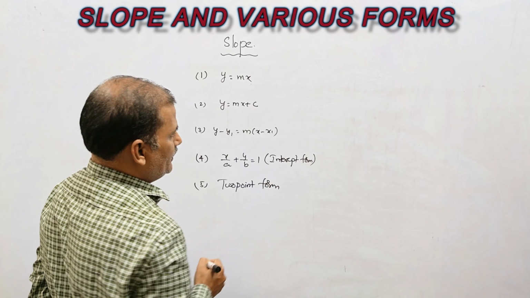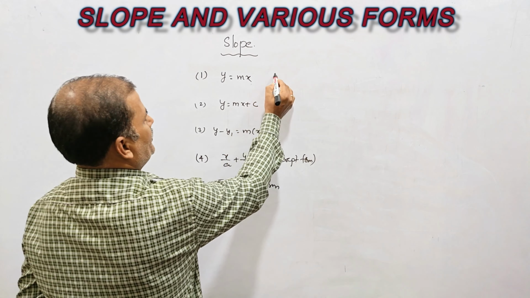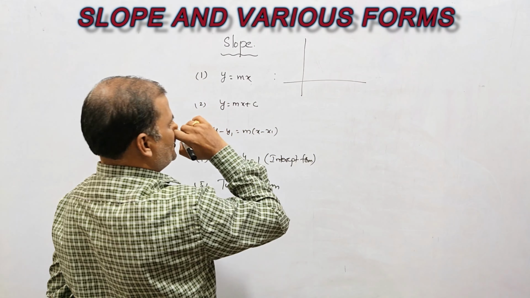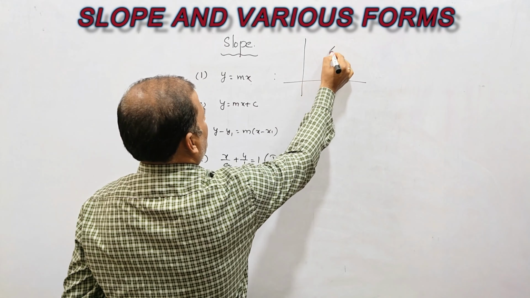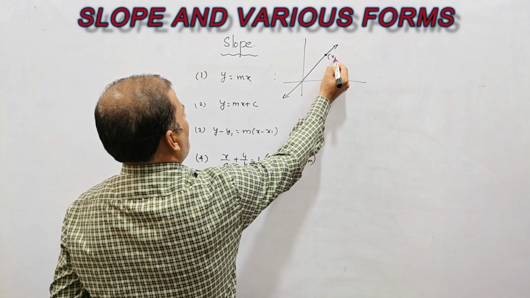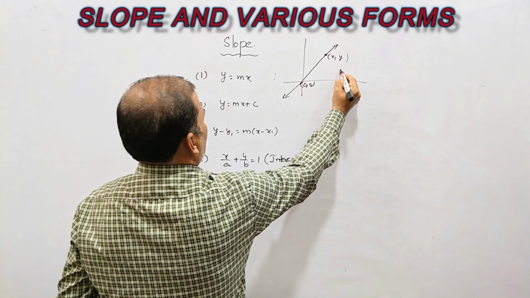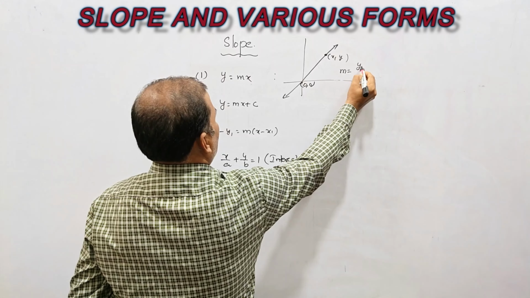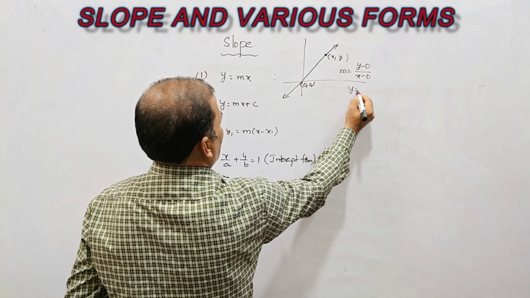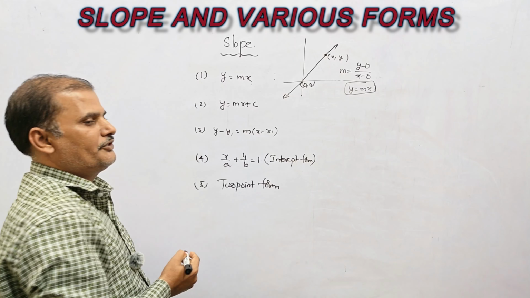Now we have to discuss these 5 various forms of a line. First, y is equal to mx. Take 2 mutually perpendicular lines, and take one line passing through the origin. Take a point x comma y here, and this is 0 comma 0. By applying the formula m is equal to y2 minus y1 by x2 minus x1, therefore y is equal to mx. This is the first form of the line.